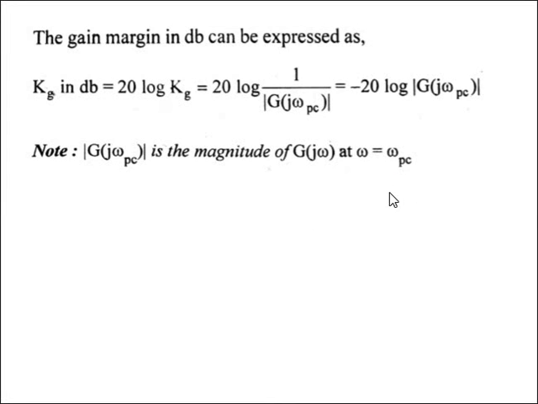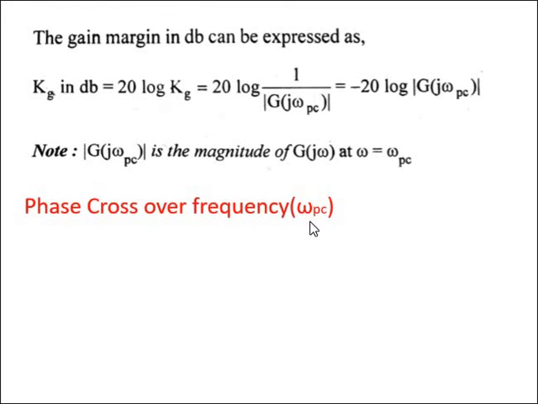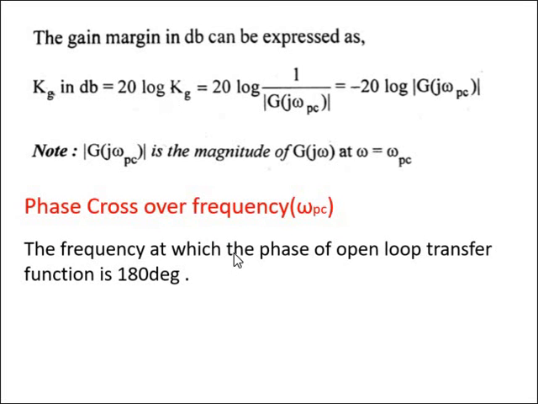Now the definition for omega pc. Omega pc means phase crossover frequency. The frequency at which the phase of an open loop transfer function is 180 degrees is called as phase crossover frequency. Later I will clearly explain this gain margin, phase crossover frequency, and phase margin, gain crossover frequency with examples. So the frequency at which the phase of open loop transfer function is 180 degrees is nothing but phase crossover frequency. It can be represented as omega pc.